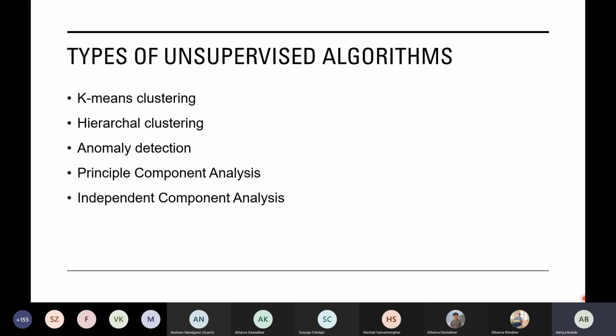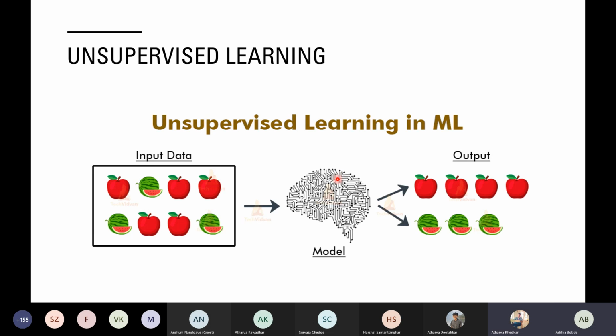The unsupervised learning algorithms we will be seeing are K-means, hierarchical clustering, anomaly detection, principal component analysis, and independent component analysis. Again, I won't be going into much detail since this is a first lecture. We'll be seeing some examples. You have your input data, but you won't have labels here. You don't have labels saying whether this is a watermelon or an apple. The model tries to classify on its own that this is an apple and this is a watermelon.